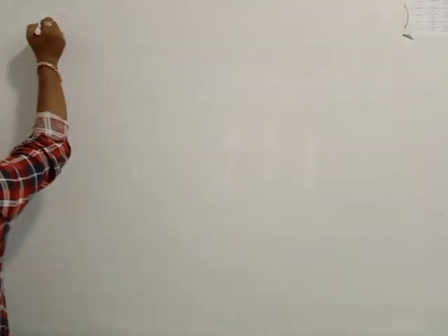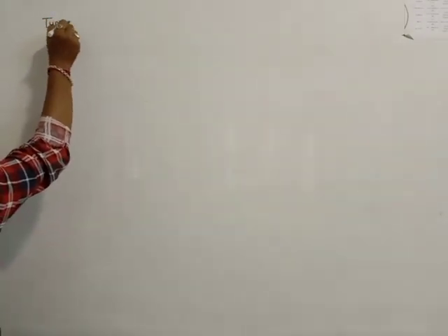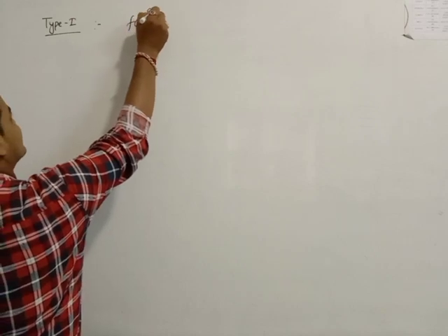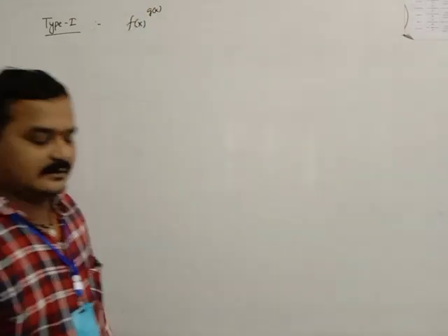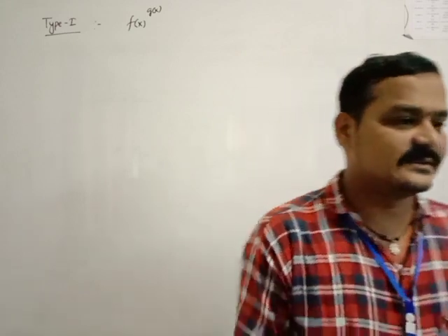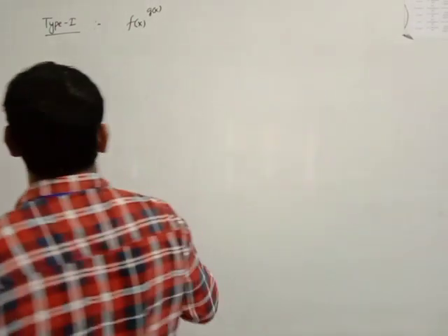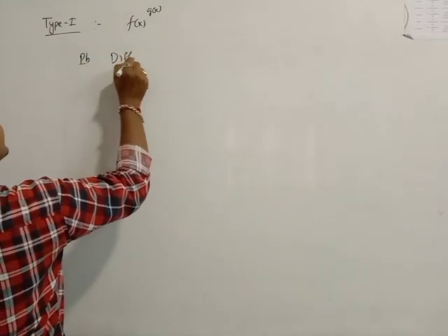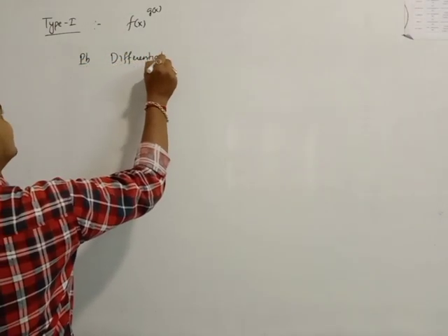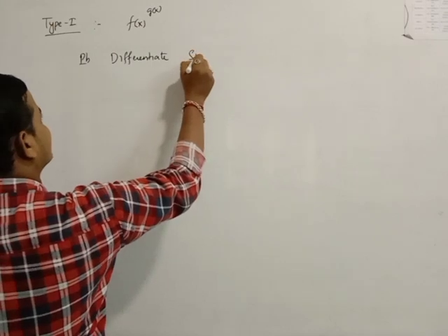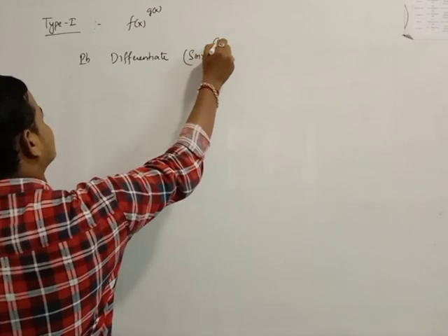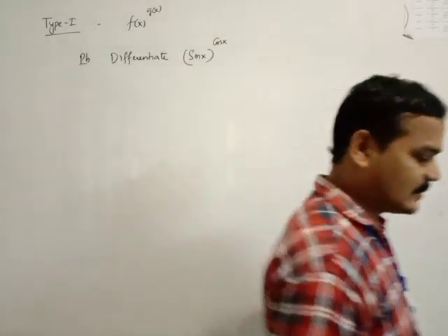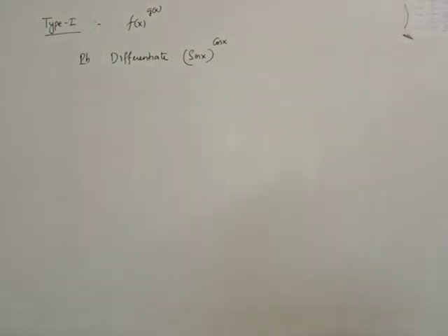First one, type 1. What is type 1? Type 1 is the function to the power of function model. That means if the given problem is: differentiate sin x to the power of cos x. This is one of the problems related to function to the power of function.